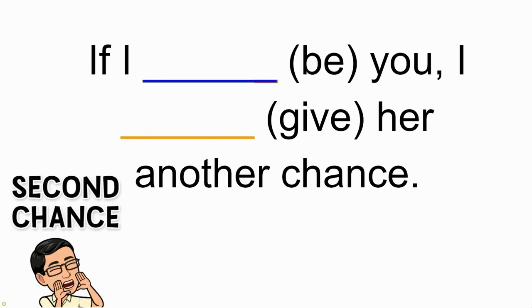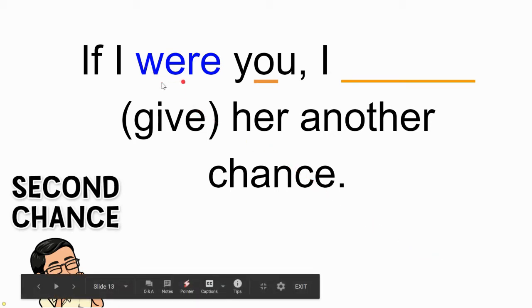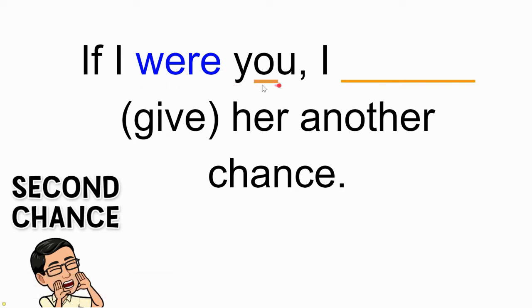If I blank be you, I blank give her another chance. What is the correct form of the verb that we will use in the if clause? The answer is were. The past tense of be is was for singular and were for plural. For your information, we use were for pronouns I and you.